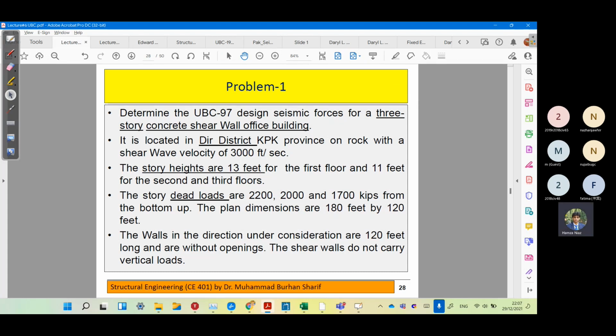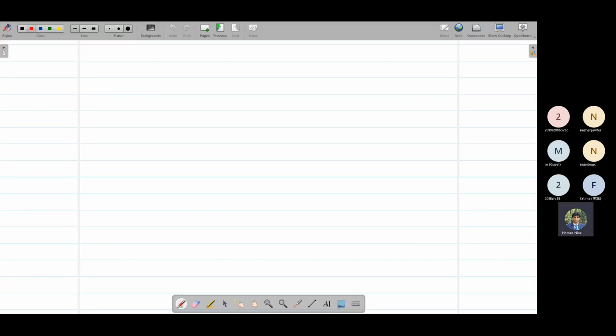So this is UBC. We are designing our building according to the code, and we are going to check whether our building is designed according to the code or not. For this, for example, this is problem one. It's given in the slides. This is a three-story concrete shear wall building. First of all, we have to write all the data, because data is important in this one.